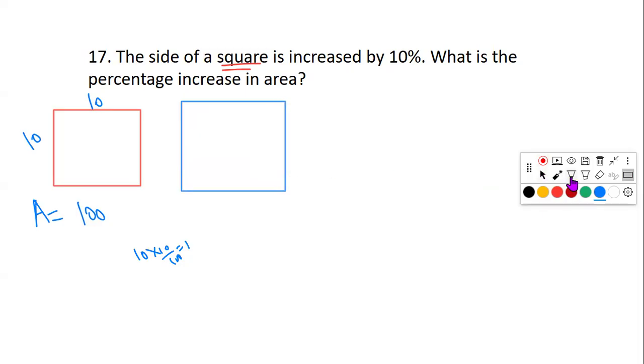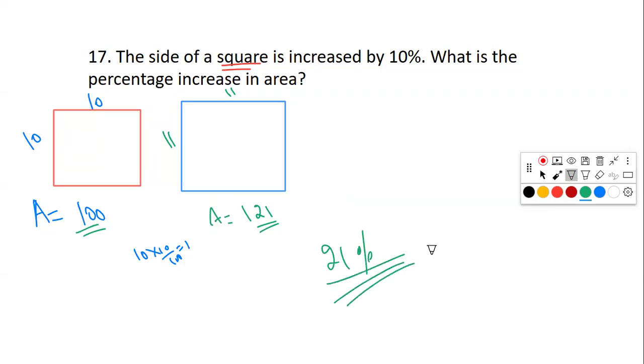Okay. So if I'm looking at this, it is a 10% increase. On 10, 10% is 1. So 10 plus 1, 11. So what is your area now? Area is 121. Earlier it is 100. Now it is 121. Percentage basis, on 100, the increase is how much? 21%. This is your answer.